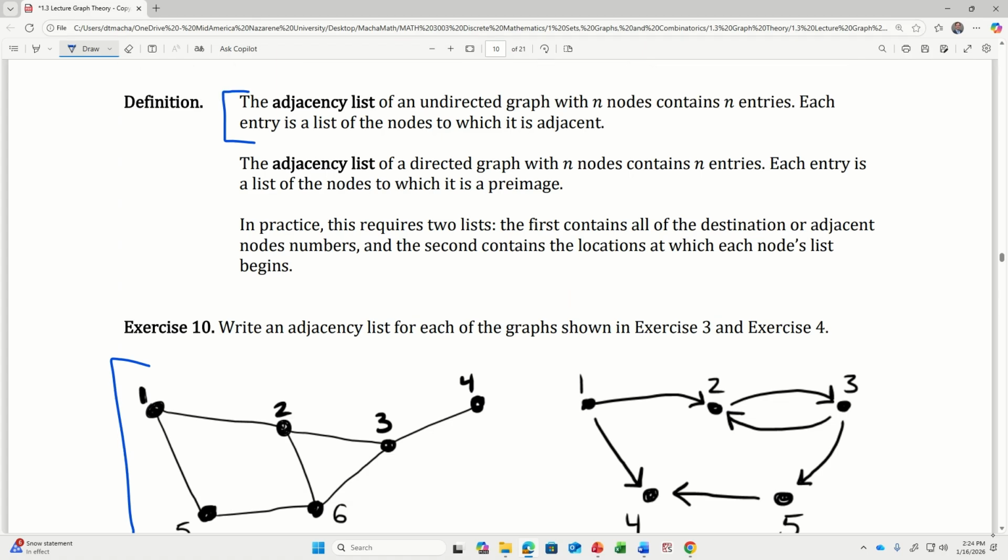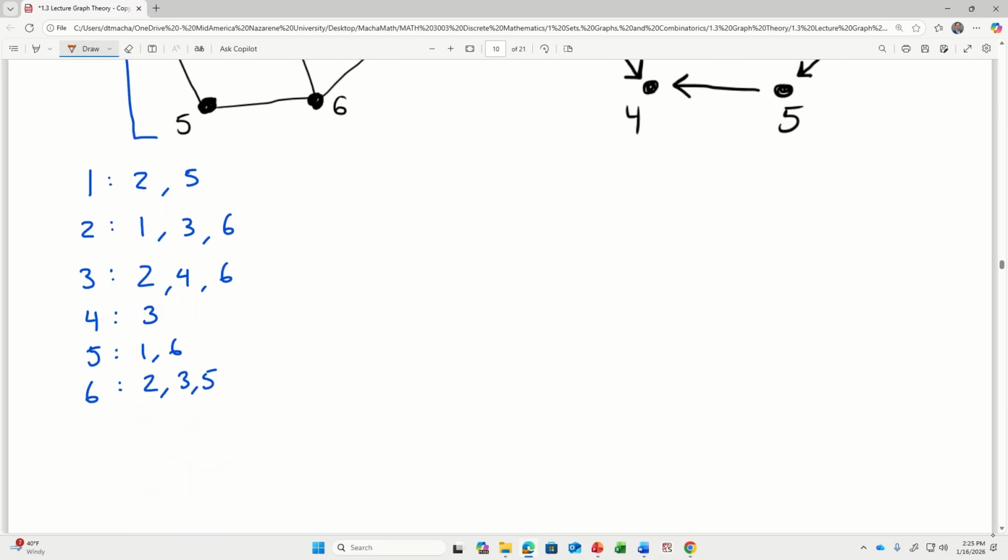The second part of this is, when I put this into practice on a computer, I'm going to store 2 arrays. In other words, 2 lists of numbers. The first one is going to contain just an ordered list of all of these adjacent node numbers back to back. And then the second list is going to contain the locations at which I switch to the next node. So let me show you an example, because I'm sure that sounds crazy.